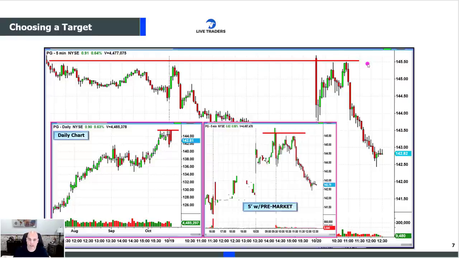Why is it important? It's important because if you got into PG where I called it at 144.40 and you were expecting 2R, you probably should not have taken the trade.